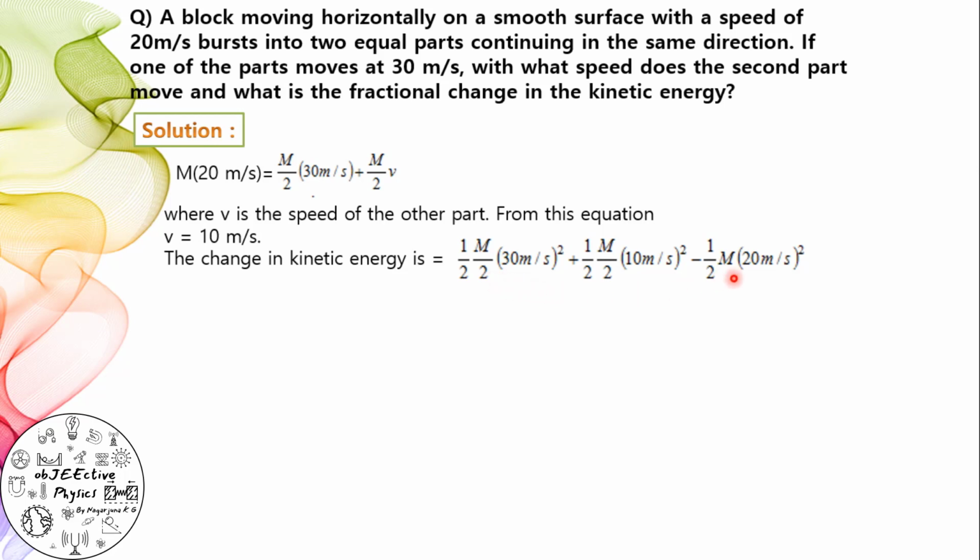final kinetic energy minus initial kinetic energy. So, final kinetic energy is half into first part kinetic energy, this is half into m by 2 into 30 meter per second whole square plus second half kinetic energy 1 by 2 into m by 2 into 10 meters per second whole square minus half into capital M into 20 meter per second square. This is the kinetic energy before burst into two equal parts.